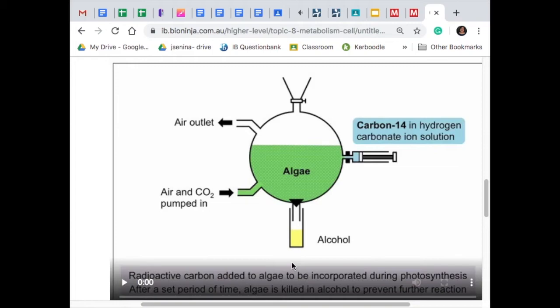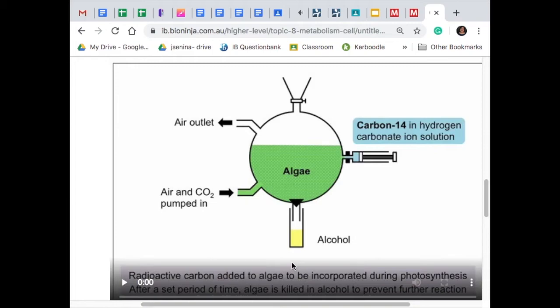The carbon in the carbon dioxide is carbon-14, and you already know that carbon-14 is radioactive. So he injected CO2 using carbon-14. Whatever CO2 this algae absorbs will have the carbon-14. Okay?